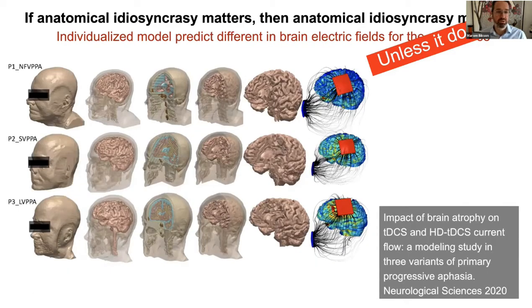Here's just one more example. This was a study we did looking at subjects with primary progressive aphasia. So it's neurodegenerative, and there is a meaningful but incremental loss of brain mass in these subjects. And moreover, the type of loss you see is specific to the disease subvariant. And so that's why you'll see these different disease subtypes.